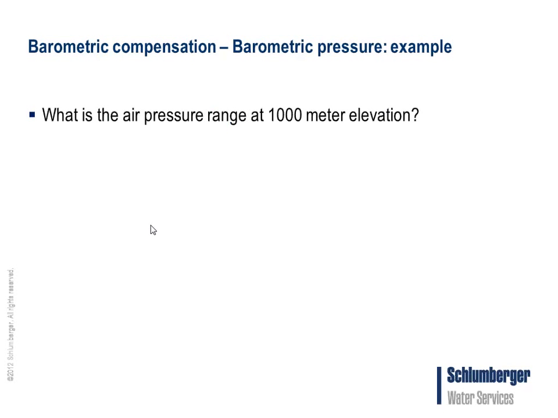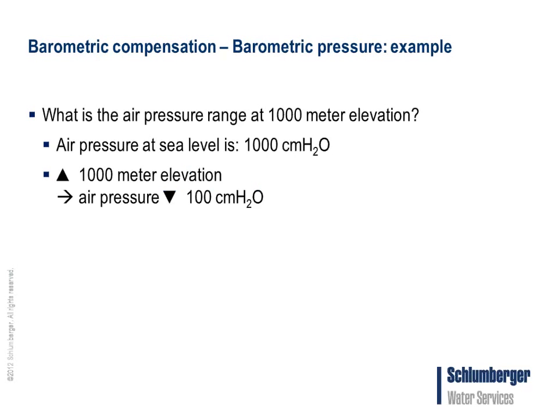So coming back to the slide before that one, what is the air pressure range at 1,000 meter elevation? At sea level, the air pressure is about 1,000 centimeters, which is about 33 feet. And if you go up 1,000 meters in elevation, then the air pressure drops about 100 centimeters. So that means that the base air pressure at 1,000 meters is roughly 900 centimeters.